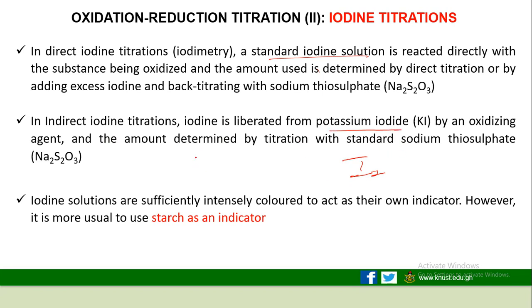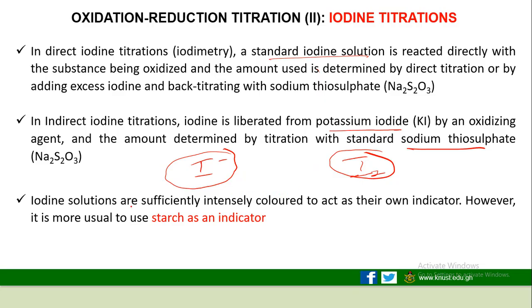That means what we have initially, we don't have I2, we have I minus, right? So we need an agent, which is an oxidizing agent, to take it from the I minus to the I2. So the I2 is produced in situ, and then the I2 reacts with the sodium thiosulfate in the reaction that we've already talked about, right? Good. And then we can do some quantitative calculations from there.